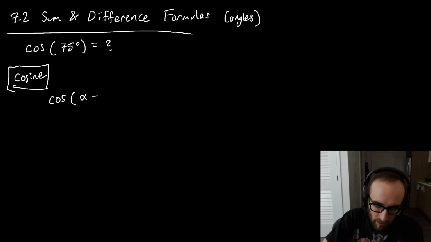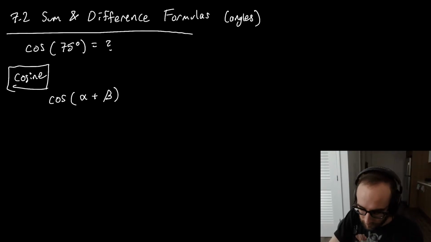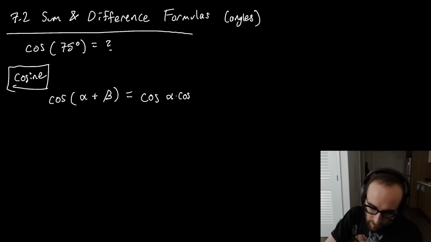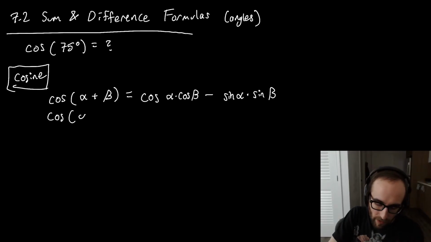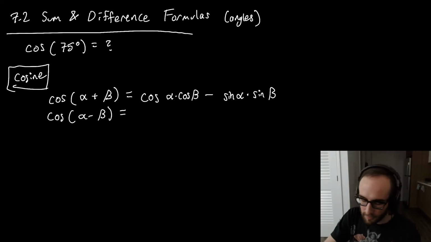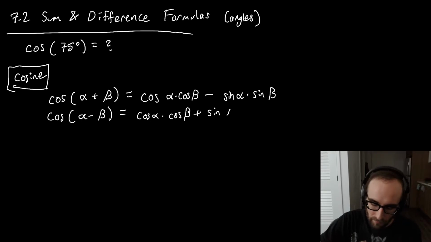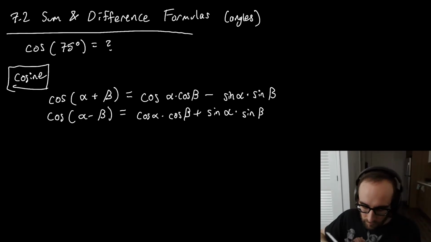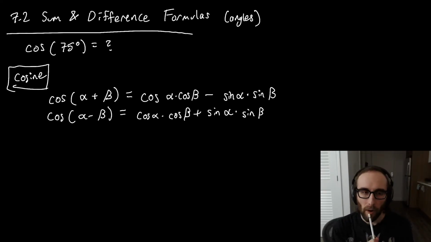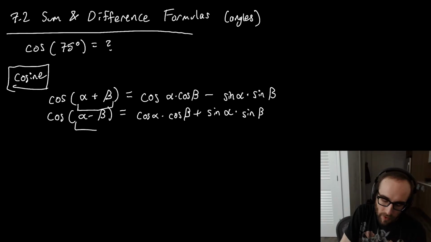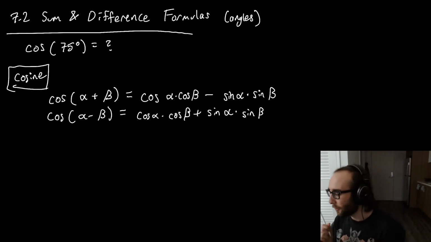What that looks like is these two equations. So cosine of alpha plus beta, where alpha and beta are just two angles, can be rewritten as cosine of alpha times cosine of beta minus sine of alpha times sine of beta. We can also rewrite cosine of alpha minus beta as cosine of alpha times cosine of beta, and then here we have plus sine alpha sine beta. Okay, so these are the two formulas for cosine, where we're taking the angle that we're taking cosine of, and splitting it up into two angles that we know.